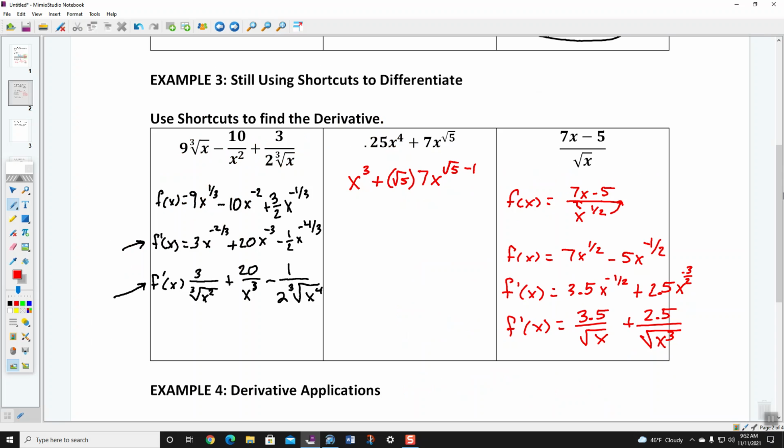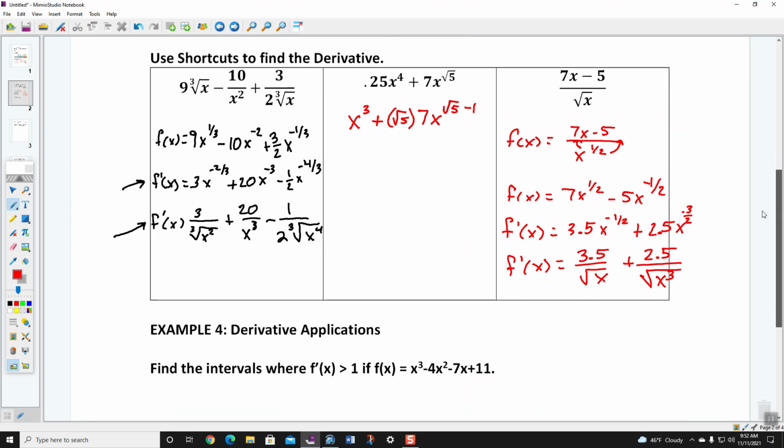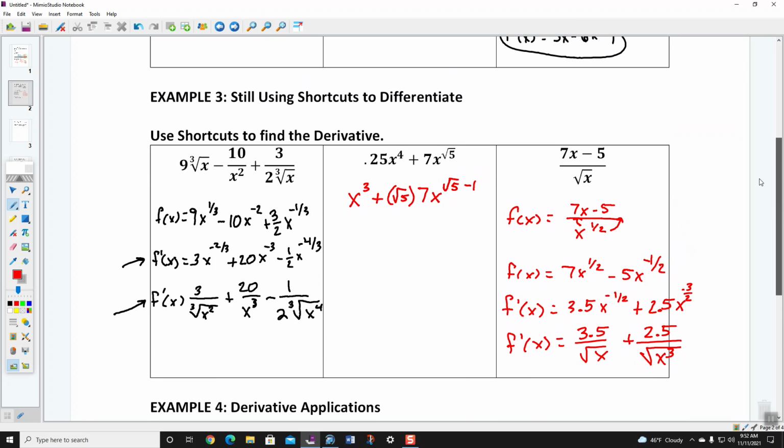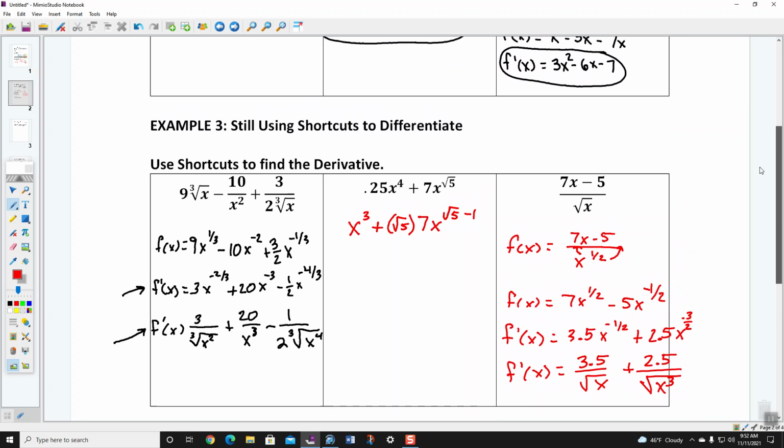What do you guys think so far? Solid. I feel like your brain's a little fried right now. I've done a good job frying brains today.